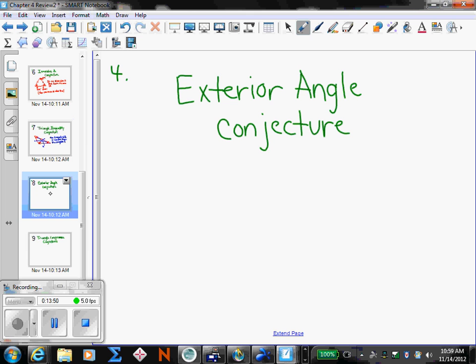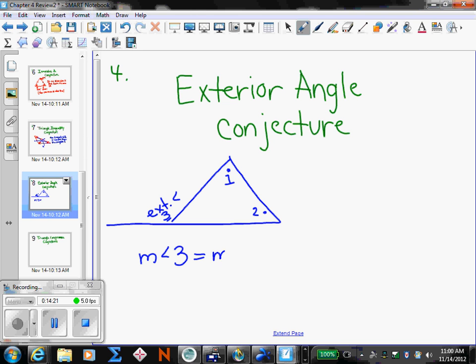Your next slide, or your flap, exterior angle conjecture. This is one that you all had trouble with on the quiz, so make sure you understand it. If you extend any side of a triangle, it is called an exterior angle. It will equal the sum of the two remote interior angles. I'll label them 1 and 2. I'll label the exterior angle 3. So the measure of angle 3 is equal to the measure of angle 1 plus the measure of angle 2. So the measure of an exterior angle is equal to the sum of the two remote interior angles.